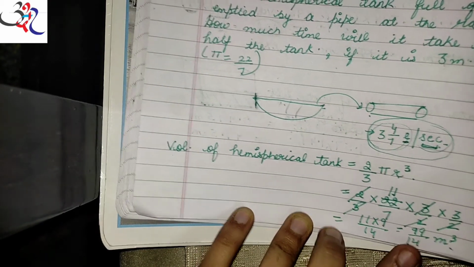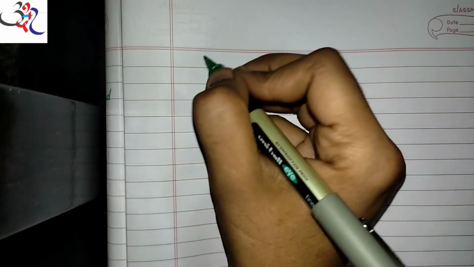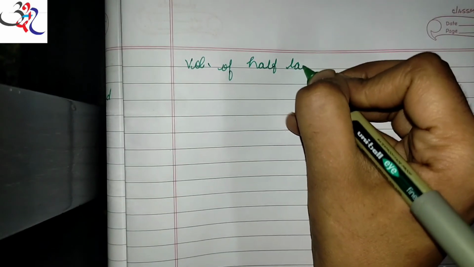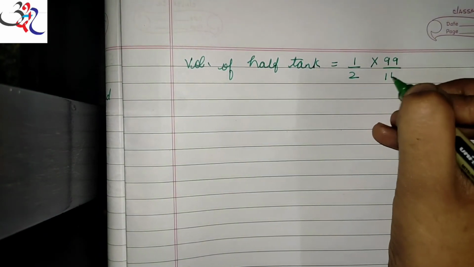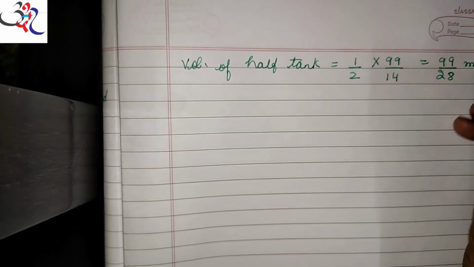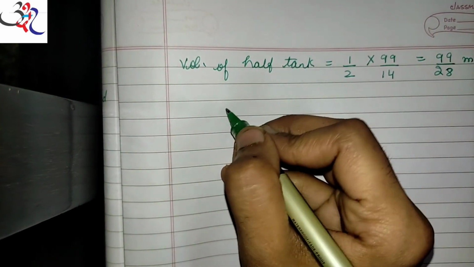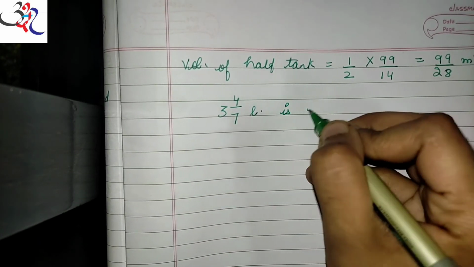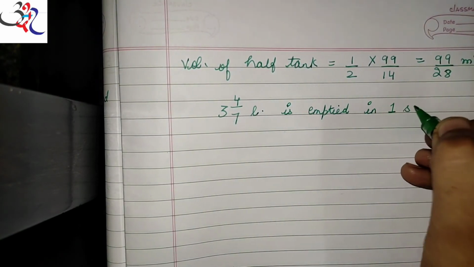Okay, I have to empty half of the tank, so I should know the volume of half of the tank. Half of the tank volume will be given by 1 by 2 into the total volume 99 by 14, which is equal to 99 by 28 meter cube. Okay, now it is given to us that 3 and 4 by 7 liter of water is being emptied in 1 second.